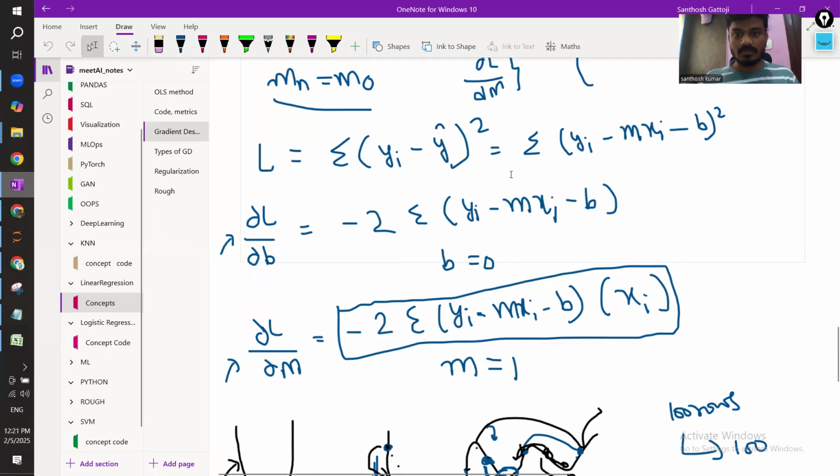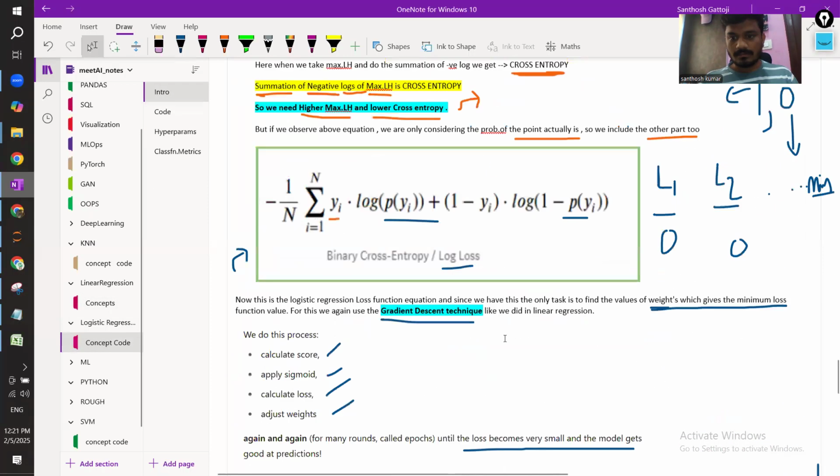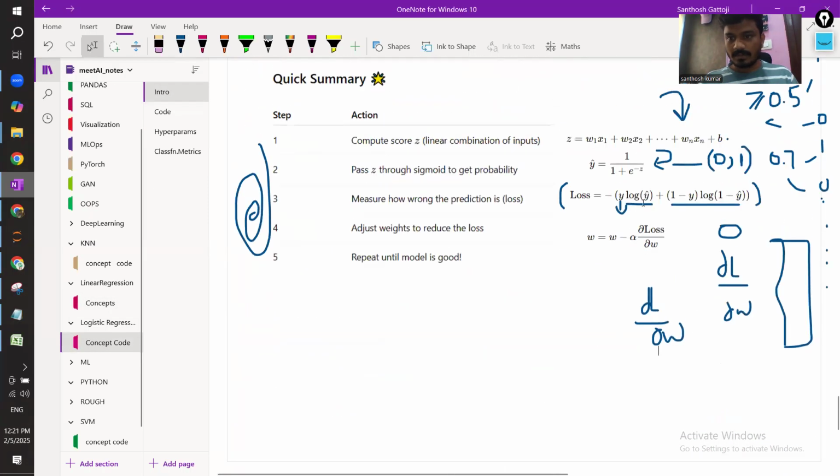My actual value, my actual input, corresponding values. Similarly here also, when you do this dou L by dou W, you will get a new derivative equation of this line. In that, whatever the values, like the actual y or the predicted y, you are going to replace. That value, you are going to get it over here.